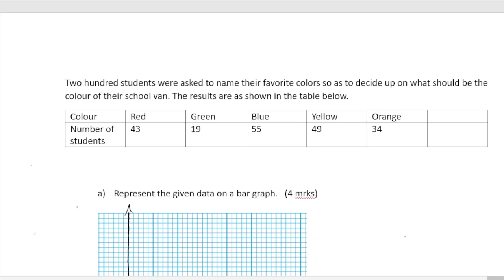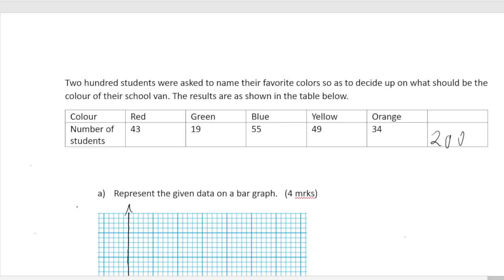We have the colors red, green, blue, yellow, orange. Then we have the number of students. Out of 200 students, 43 students selected red. Out of 200 students, 19 selected green. Out of 200 students, 55 students selected blue. Out of 200 students, 49 students selected yellow, and 34 students out of 200 selected orange. If you add all these, you will get a total of 200 students.